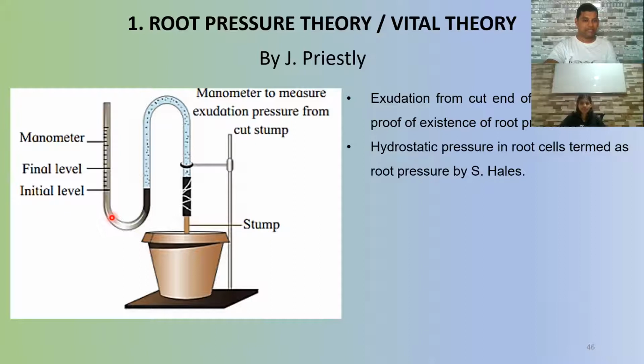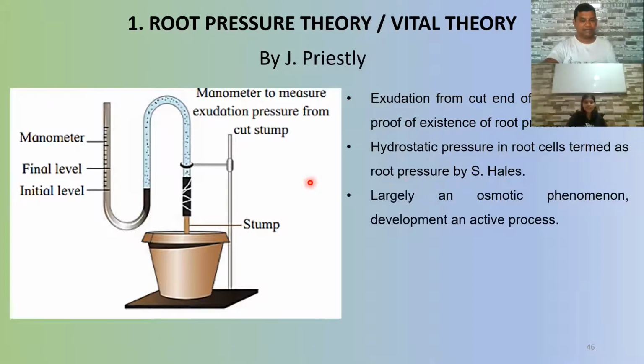The manometer was showing a high pressure. That is a hydrostatic pressure, which was later named root pressure by a person called S. Hales. Hales gave the term root pressure to this hydrostatic pressure found in the cut portion of the stem measured by the manometer. Getting it? The root hairs in the soil absorb water and translocate it into the xylem, so a pressure is created, and that is also because of osmosis.